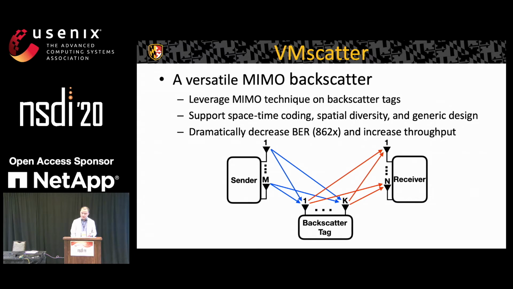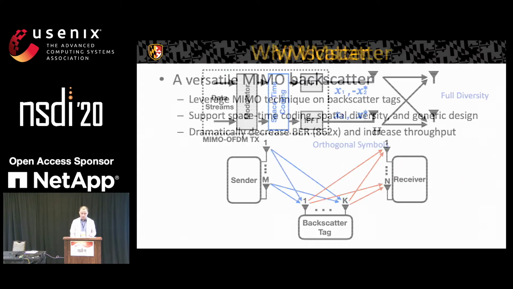Different from existing backscatter systems, our high-level goal is to design a versatile MIMO backscatter system. It leverages space-time coding and the spatial diversity features of MIMO to dramatically decrease bit error rate and increase throughput. With the MIMO technique on the backscatter tag, the backscatter communication can have a longer effective communication range, better robustness, and better reliability. And at the same time, VMscatter has a generic design. The generic design can help the backscatter to be extended to massive MIMO.